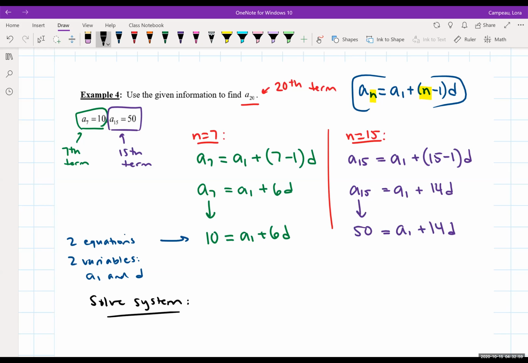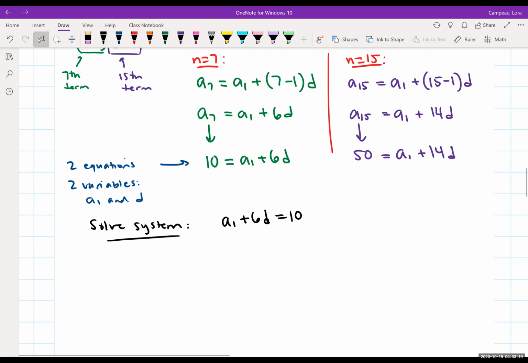And if we solve the system, sometimes it's better just to write things in what we call standard form. So kind of think about it. I have 10 equals a sub 1 plus 6d, and my two variables are on the right-hand side. I'll just switch them over: a sub 1 plus 6d equals 10. And similarly, for 50 equals a sub 1 plus 14d, I have a sub 1 plus 14d equals 50.